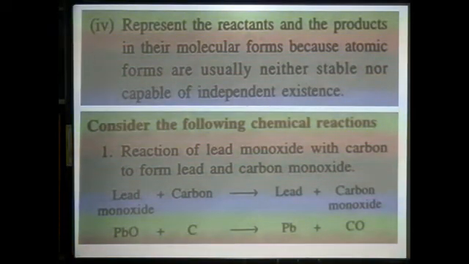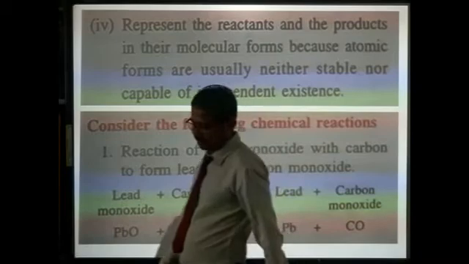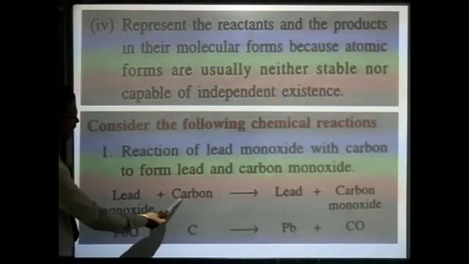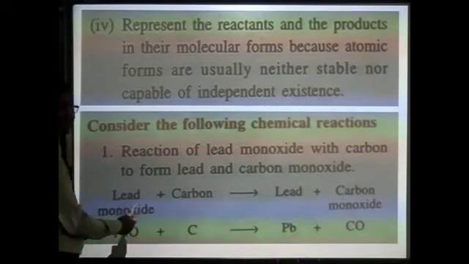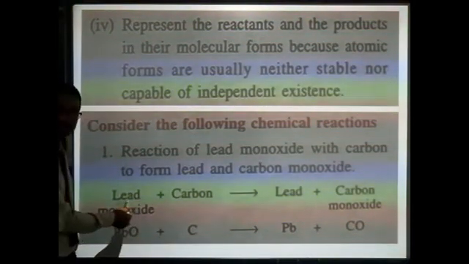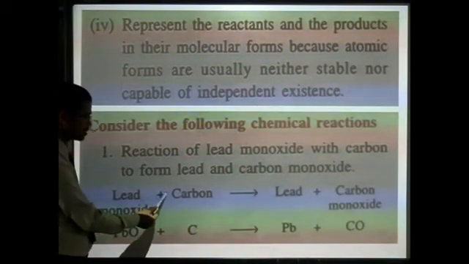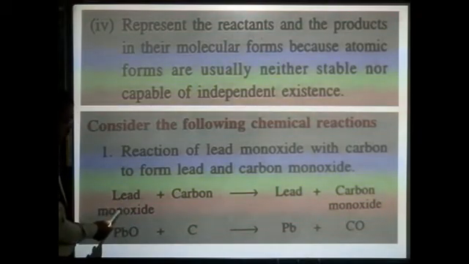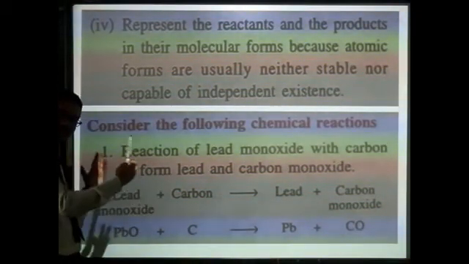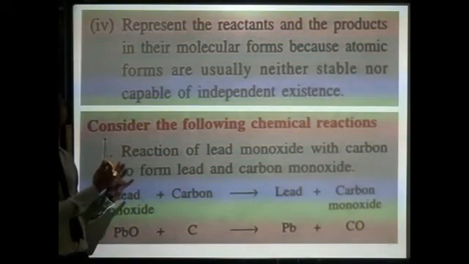Now consider the following chemical reactions. Number 1, reaction of lead monoxide with carbon to form lead and carbon monoxide. So lead monoxide plus carbon. These are reactants. How many reactants are here? 2 reactants. That's why I am putting plus in between. One reactant is lead monoxide, another is carbon. These two are reacting, these two are undergoing a chemical change.